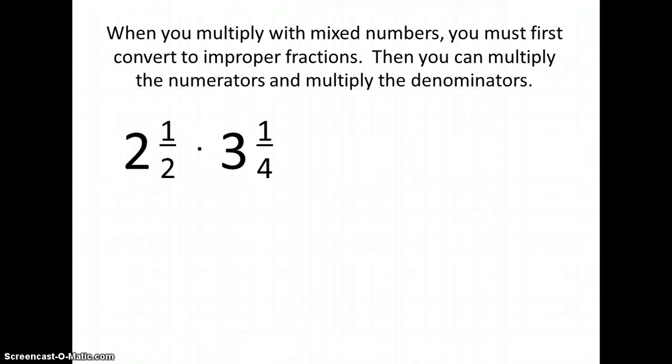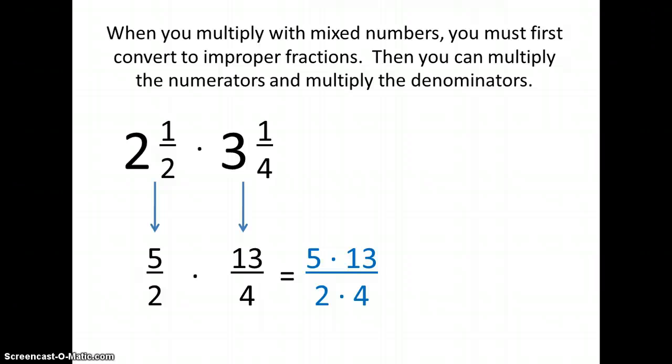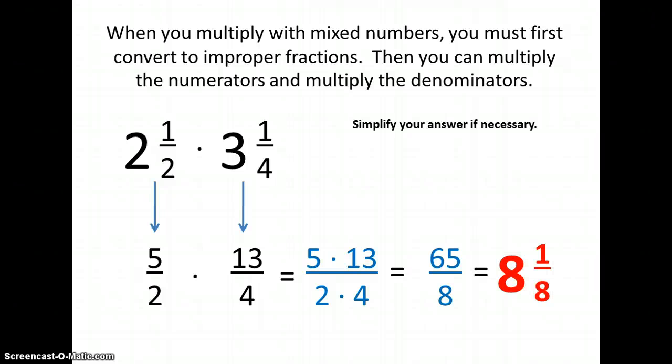When you multiply with mixed numbers, you have to convert to improper fractions first. Then you can multiply just like you would any other fraction. So I would have to turn 2 1/2 into an improper fraction and 3 1/4 into an improper fraction. Then I multiply straight across just like I did when I was multiplying proper fractions. 5 times 13 and 2 times 4, which gives me 65 over 8. Then I need to simplify this answer and turn it back into a mixed number. 8 1/8.